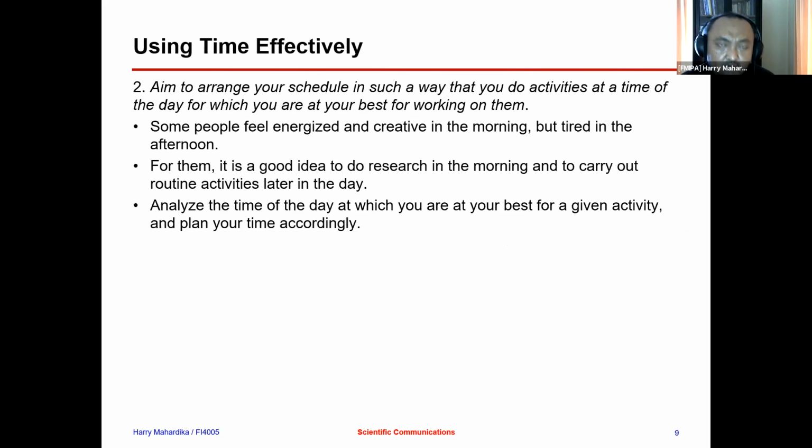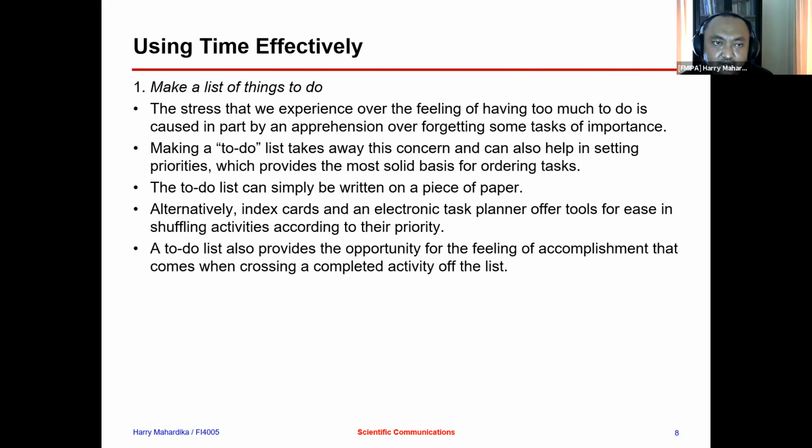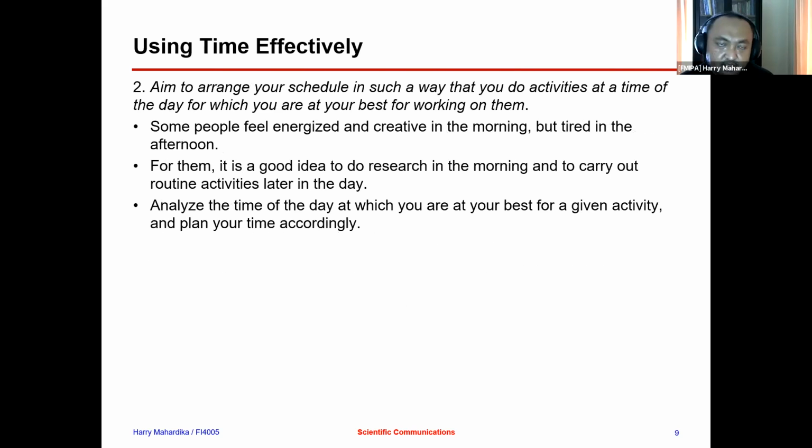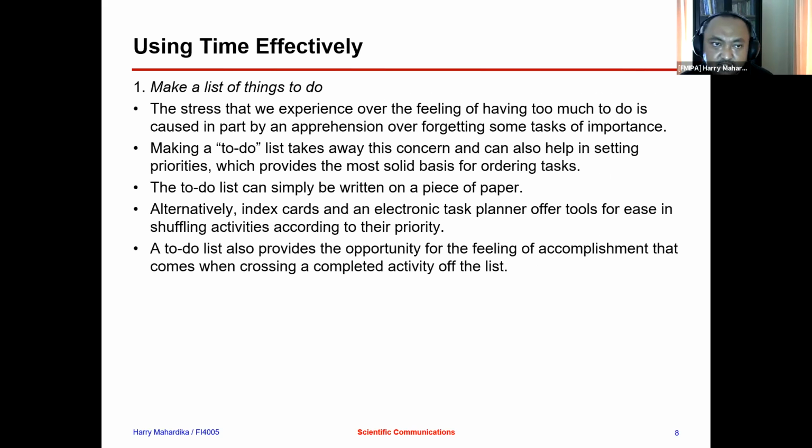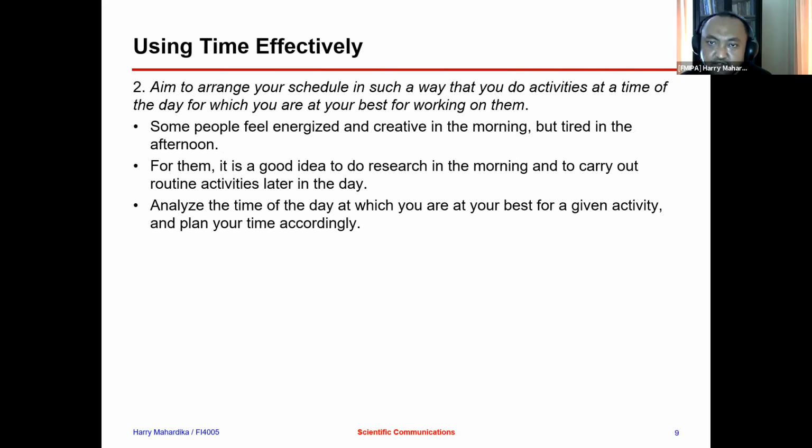Oh, okay. So I think I made a mistake. I'm sorry. After we make a to-do list, the second one is to aim to arrange your schedule in such a way that you do activities at the time of the day for which you are at your best for working on them. So after you make a to-do list, the items prioritized as important and urgent need to be put in a time where we are working at our best.